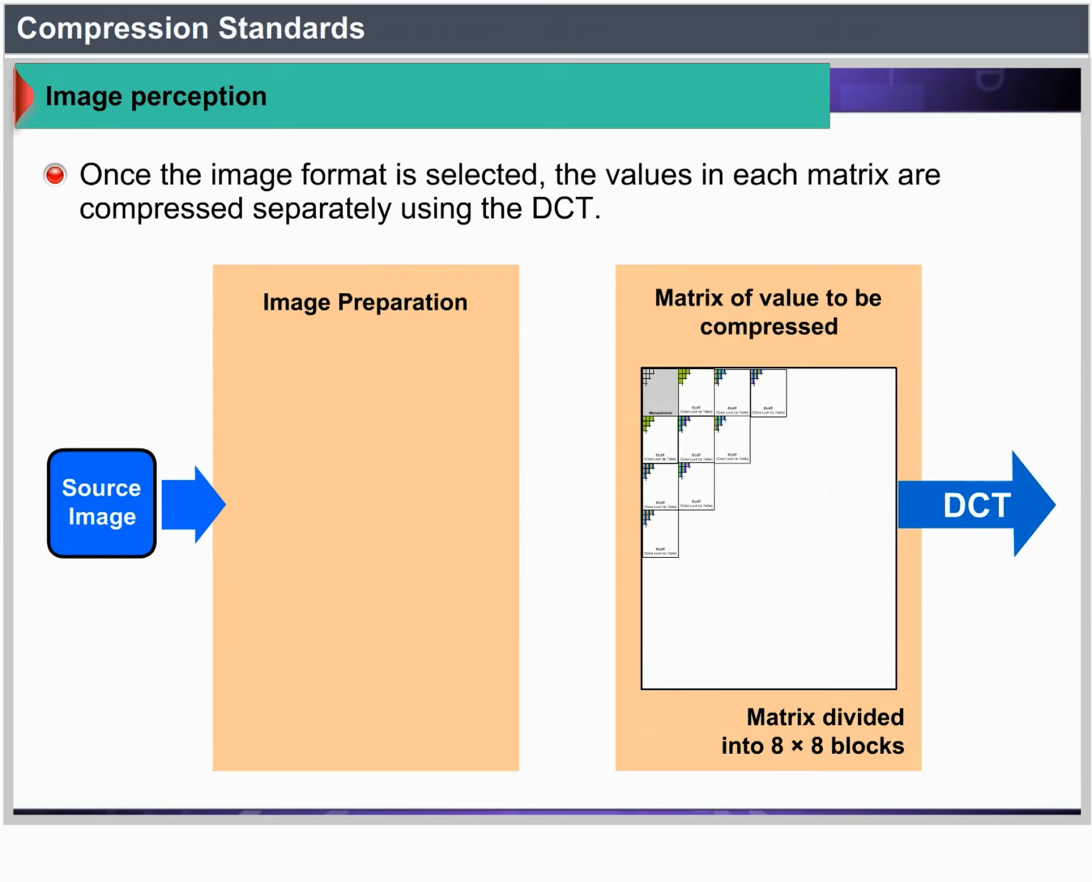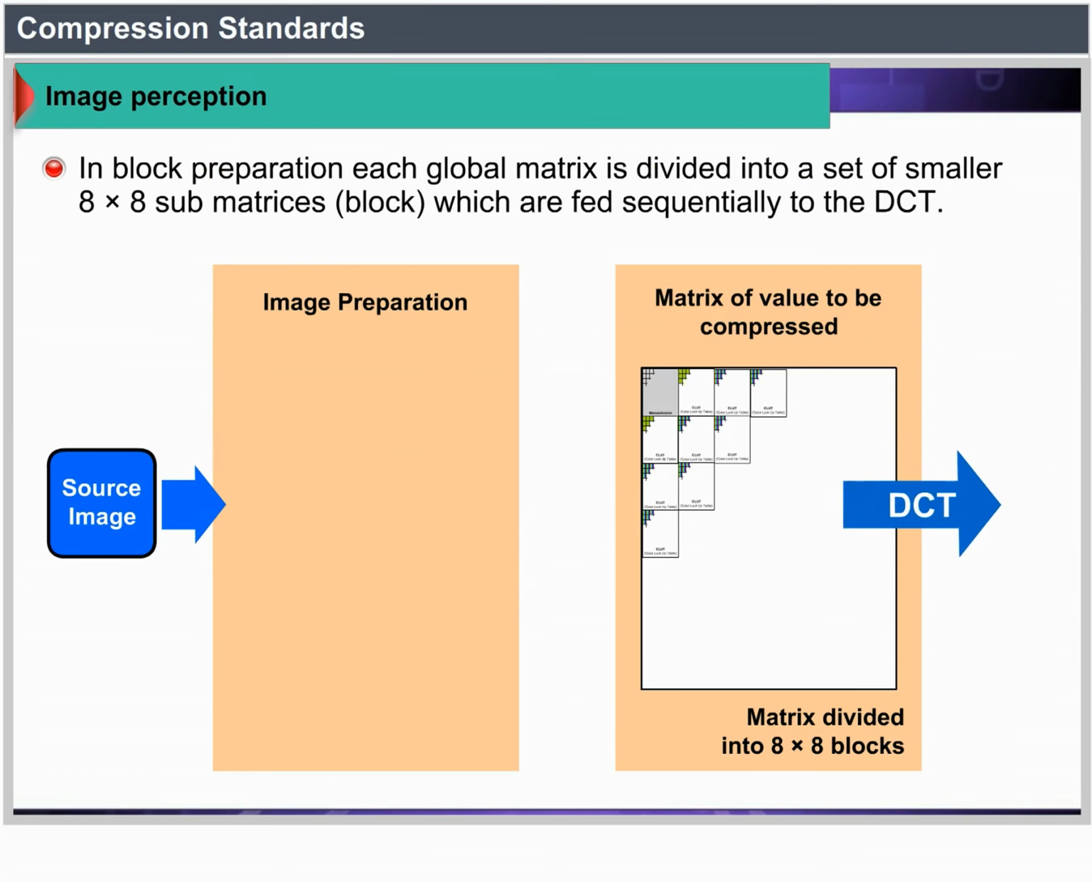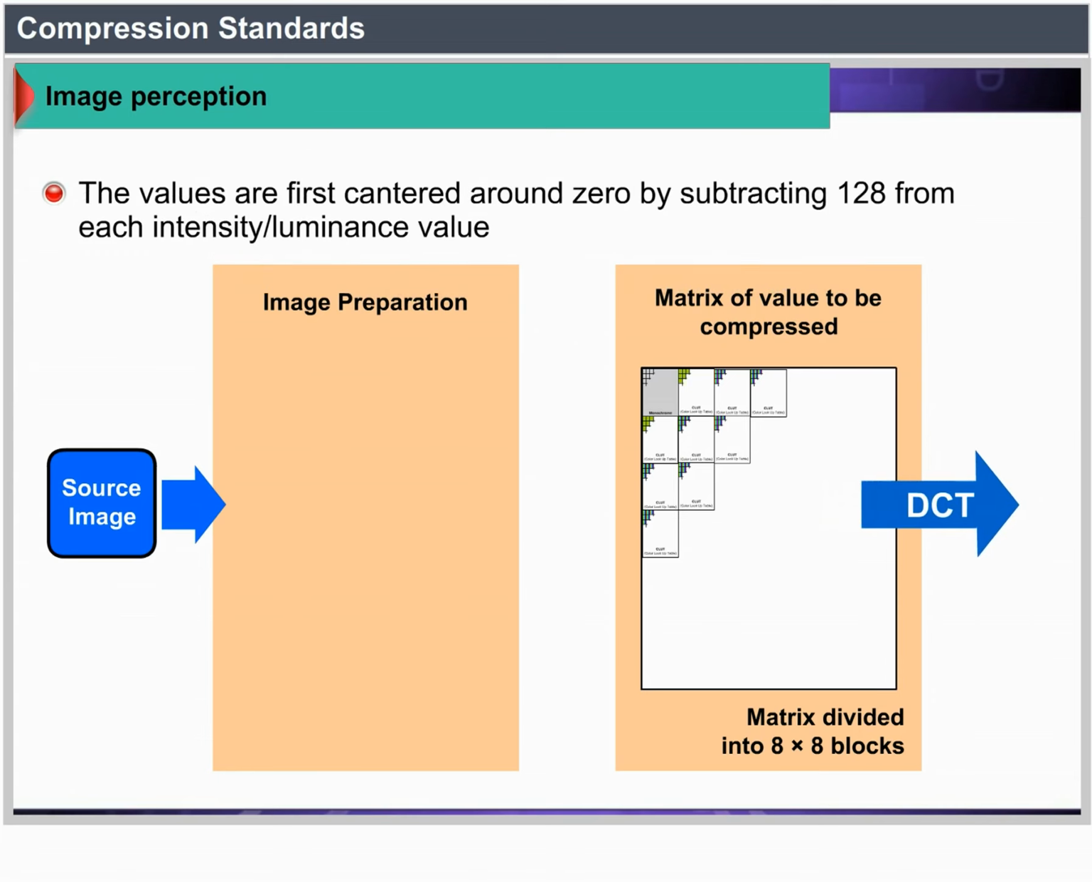In order to make the transformation more efficient, a second step known as block preparation is carried out before DCT. In block preparation, each global matrix is divided into a set of smaller 8 by 8 submatrices, blocks, which are fed sequentially to the DCT. Once the source image format has been selected and prepared, the set of values in each matrix are compressed separately using the DCT. The values are first centered around 0 by subtracting 128 from each intensity/luminance value.